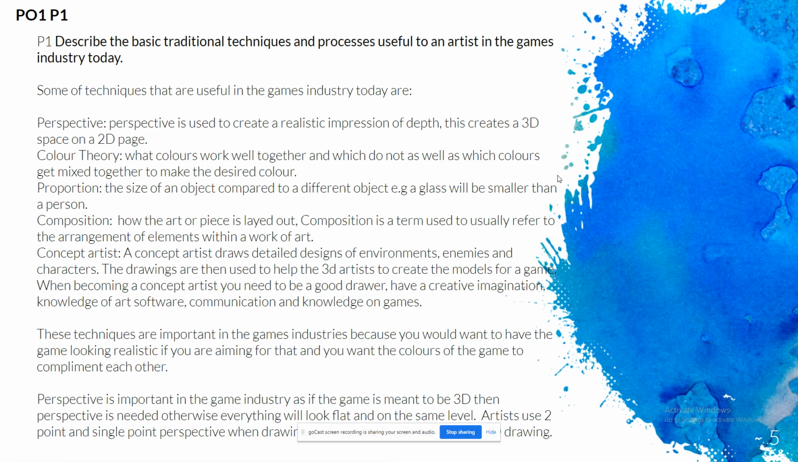Color theory. What colors work well together and which do not, as well as which colors get mixed together to make a desired color, is what color theory is. Proportion. Proportion is the size of an object compared to a different object. For example, a glass will be smaller than a person. Composition. How the art or pieces are laid out on a page. Composition is a term used to usually refer to the arrangement of elements within a work of art.